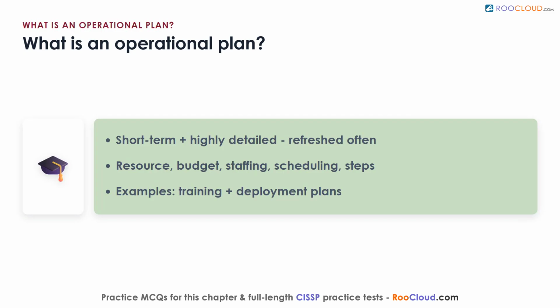It spells out exactly how goals get done, with resource allotments, budgets, staffing, scheduling, and step-by-step procedures. Training plans and deployment plans are typical examples. Think of a daily to-do list. It changes constantly, but it is where the real work actually happens.